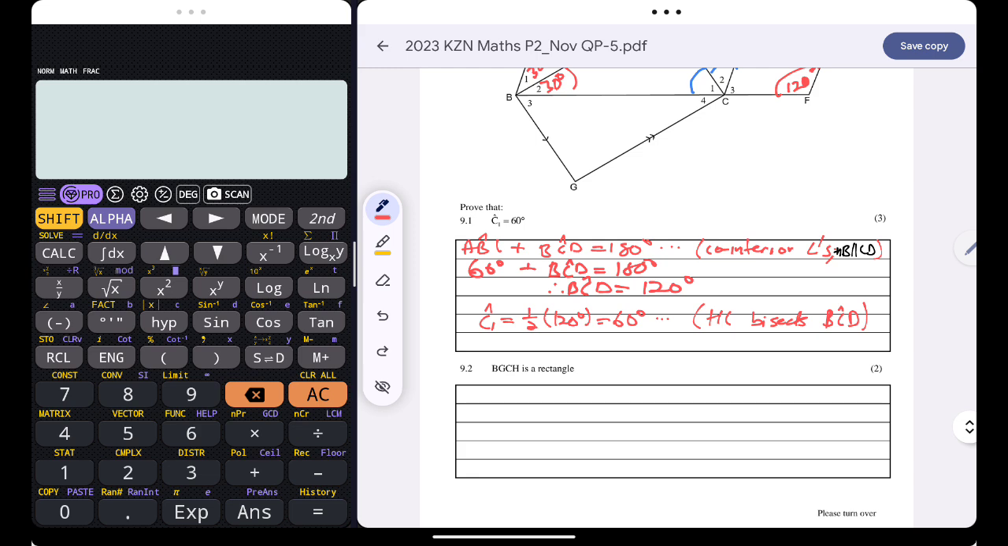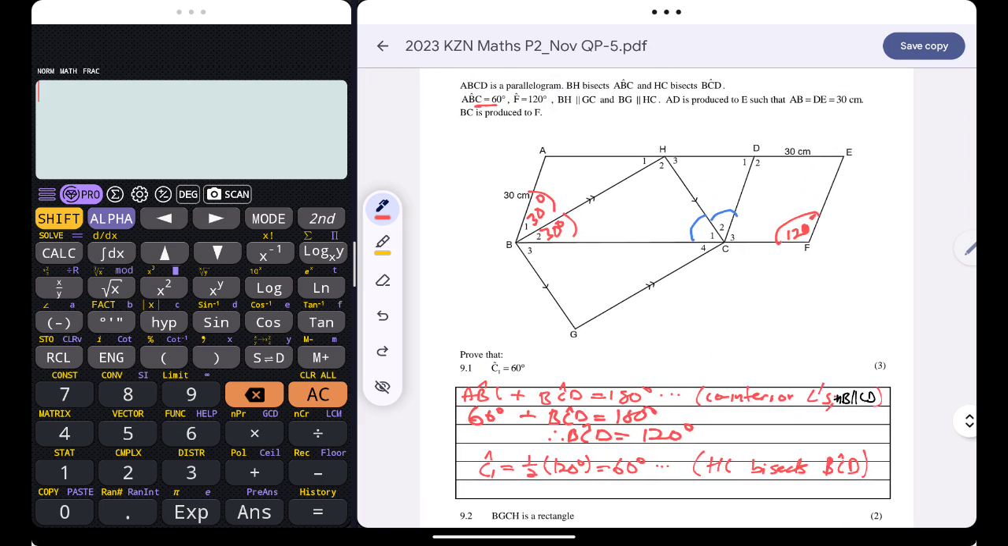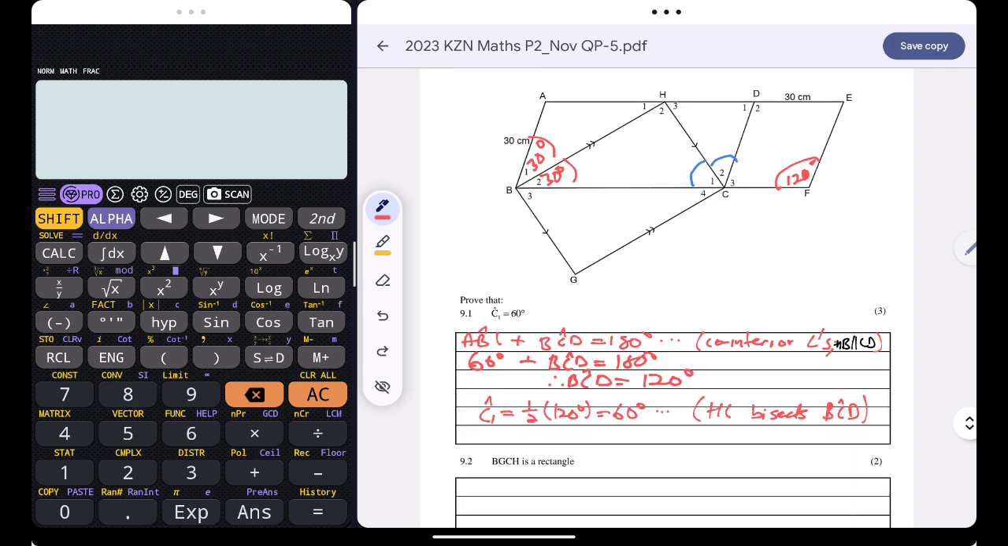Now I'm supposed to prove that BGCH is a rectangle. A rectangle is a special case of a parallelogram, right? If I can just show that the opposite sides are parallel and one of the angles is equal to 90 degrees, I can therefore conclude that I have a rectangle. How can I do that?